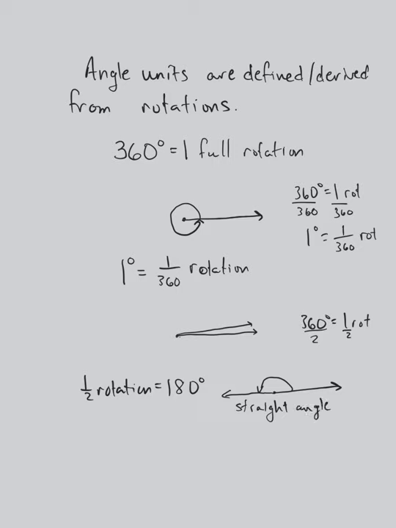Okay, and likewise, 1/4 of a rotation would be even half of that, so that's 90 degrees. Most of us are familiar with a 90-degree angle. It's the corner of a room, basically. So we denote those with a square instead of an arc, and we call those right angles, like that.